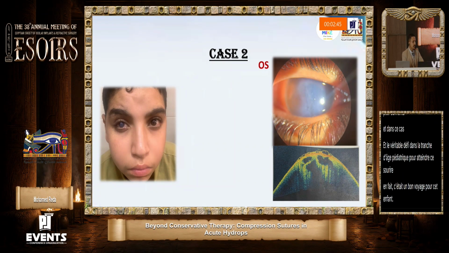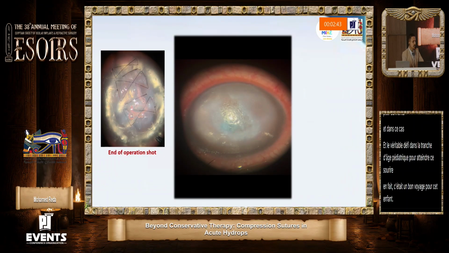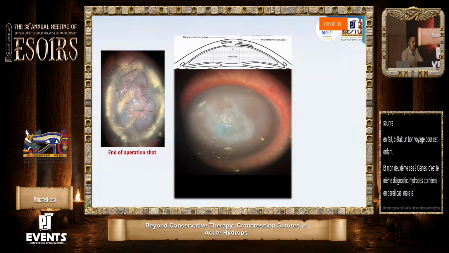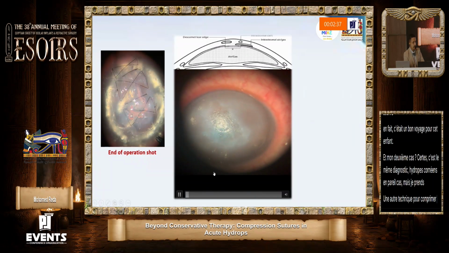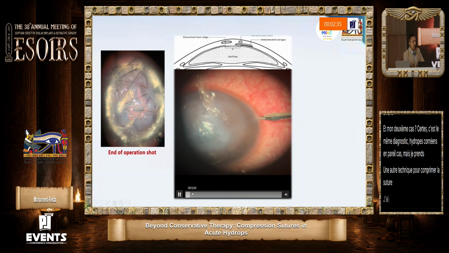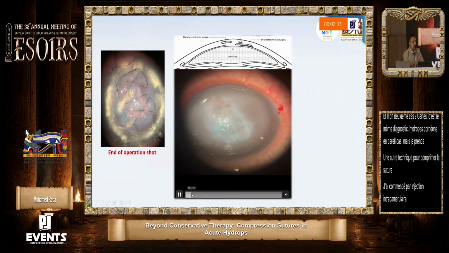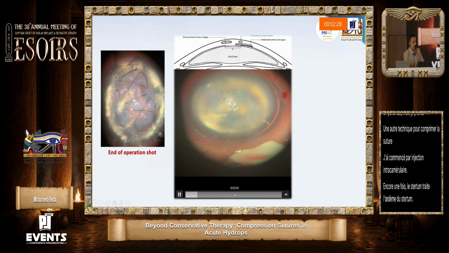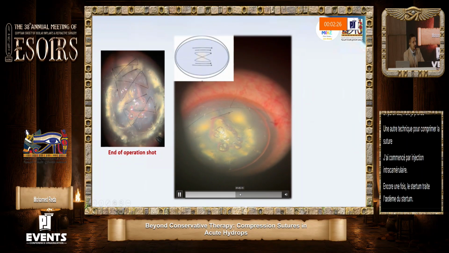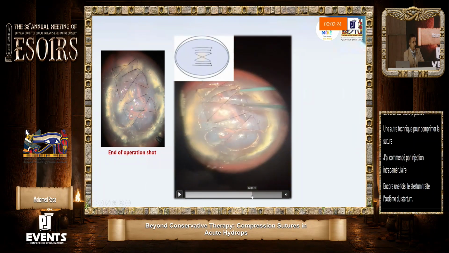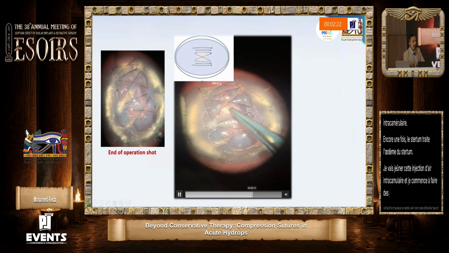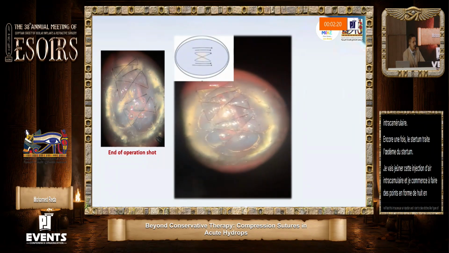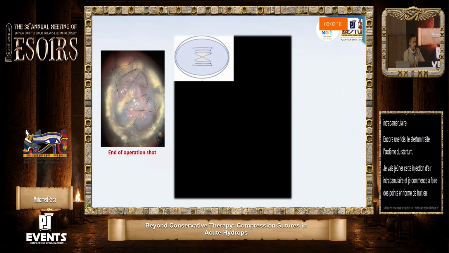Shortly, it's the same diagnosis, corneal hydrops, but in this case I take another technique for compressing suture. I started by intracameral injection. Again, start to milk the stromal edema. I will skip this intracameral injection, and I start to take stitches like a figure of 8 in such a case. But I have a challenge after that. I will show it in my next slide.